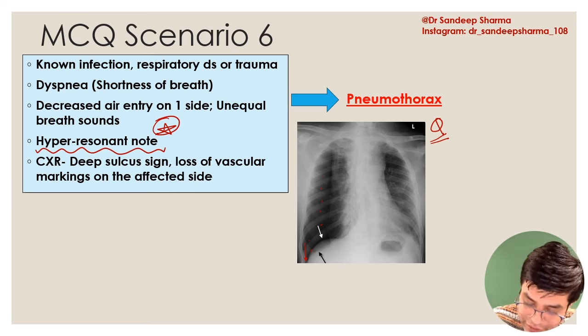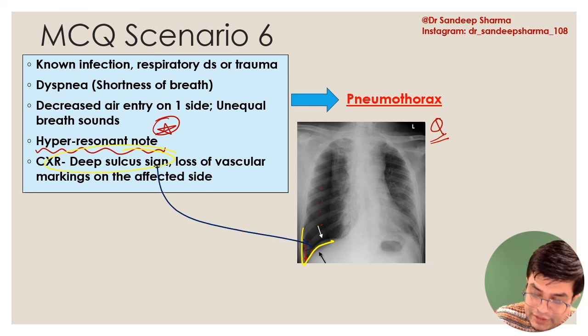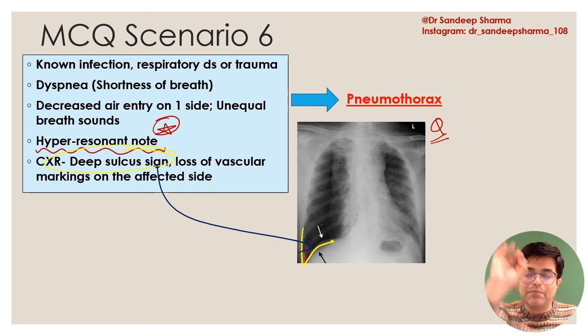the sulcus has become deep. Let me mark it here. This sulcus has become deep. This sign is called the deep sulcus sign. This is what you call the deep sulcus sign. Yes, deepening of the black colored marking. That is called the deep sulcus sign. So that is called pneumothorax.